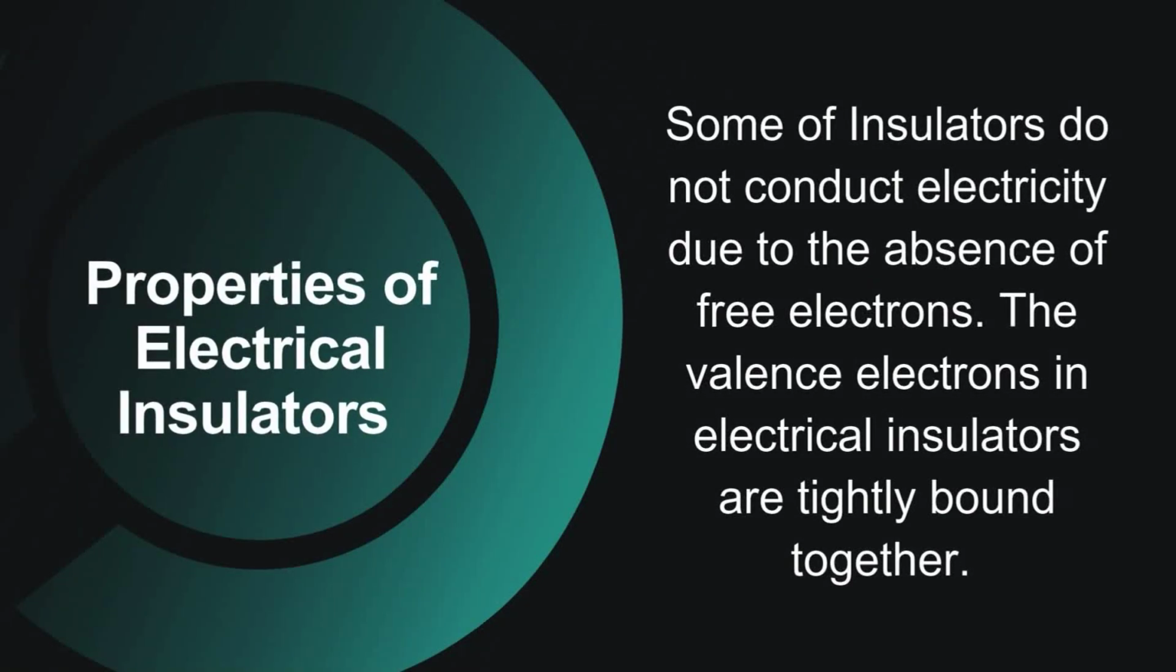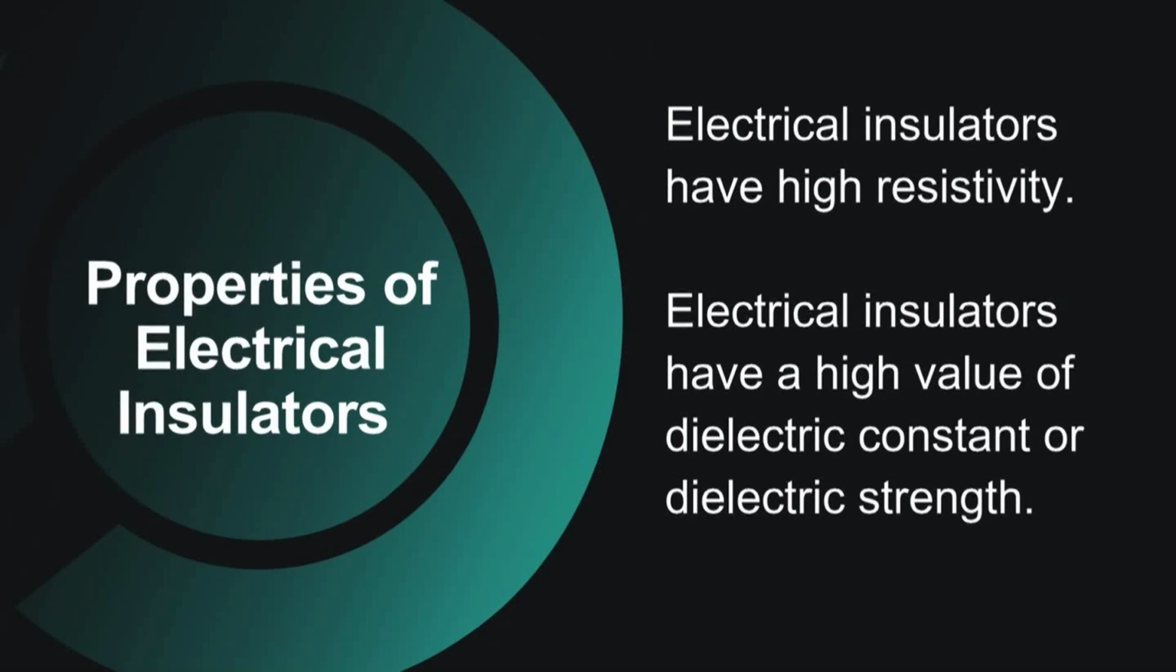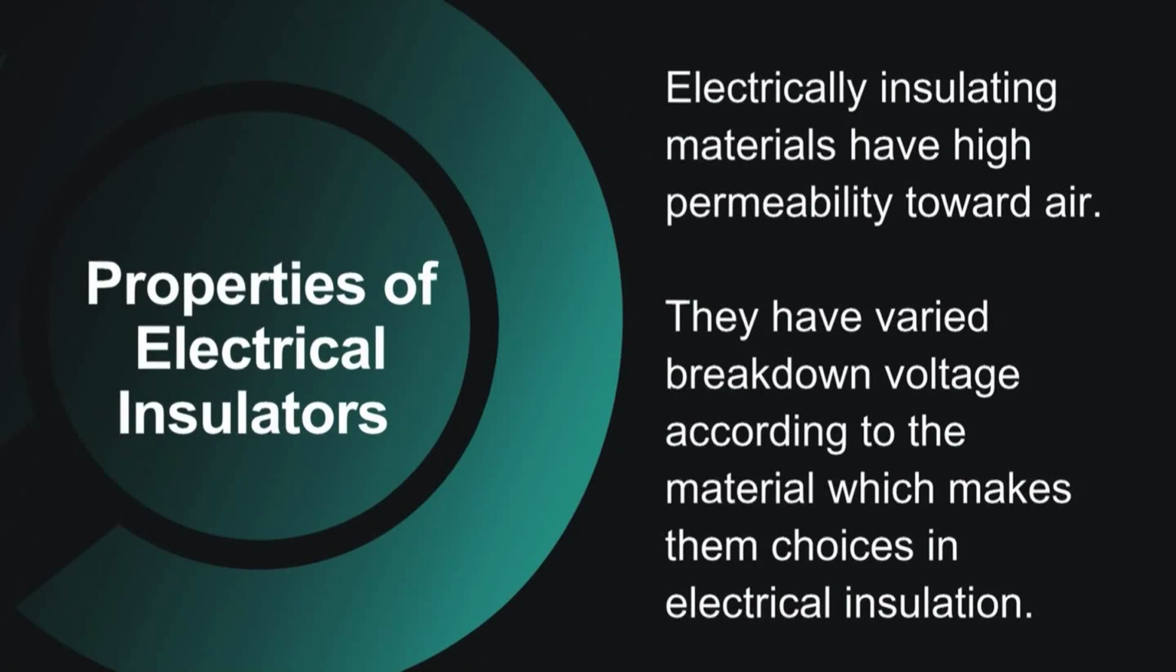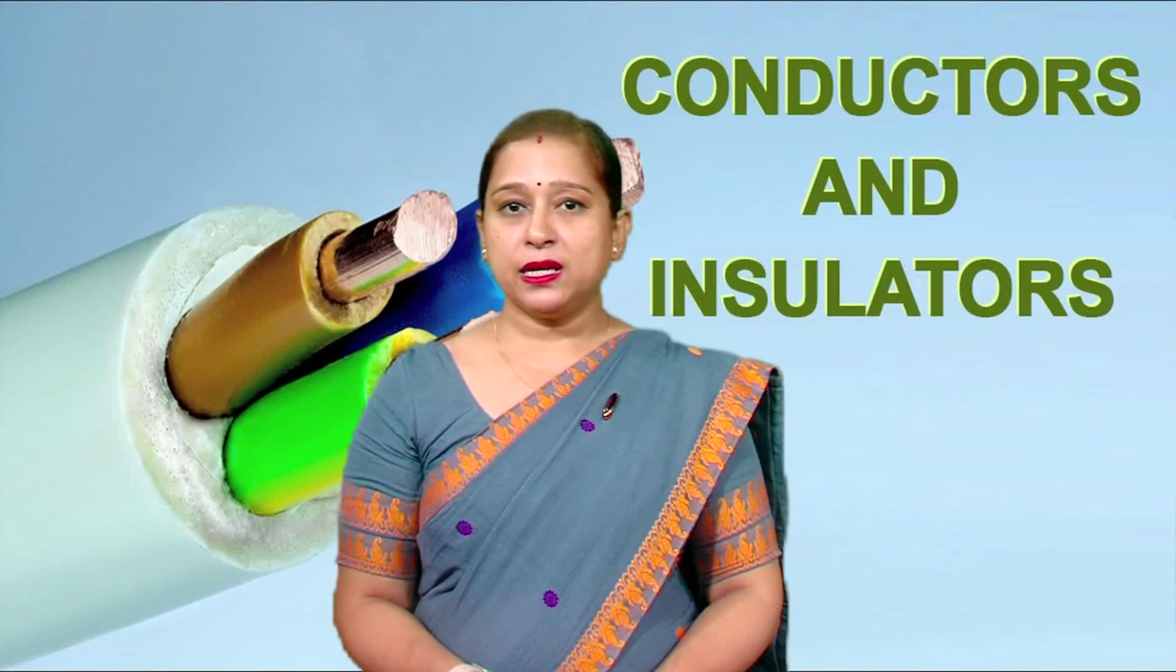Electrical insulators do not conduct electricity due to the absence of free electrons. The valence electrons in electrical insulators are tightly bound. Electrical insulators have high resistivity. They have a high value of dielectric constant or dielectric strength. Electrically insulating materials have high permeability towards air. They have varied values of breakdown voltage according to the material, which makes them good choices in electrical insulation. So now we can move to the types of electrical insulators.